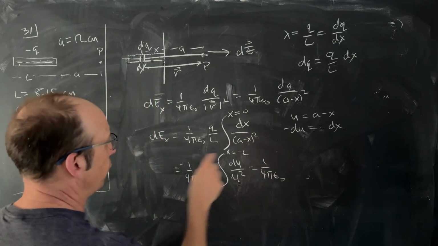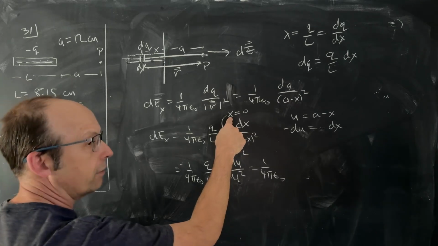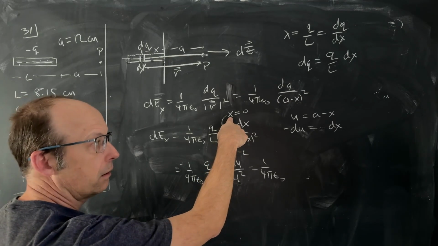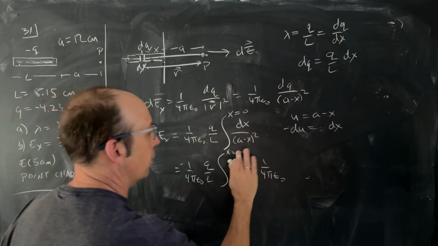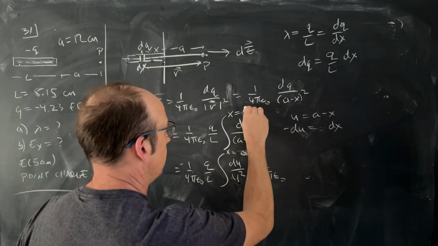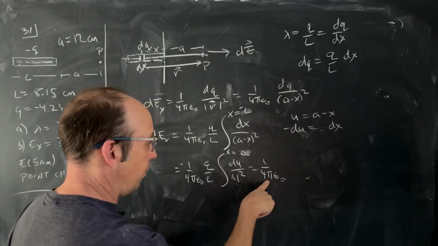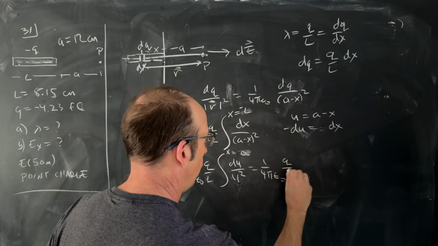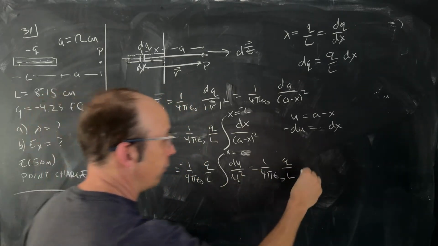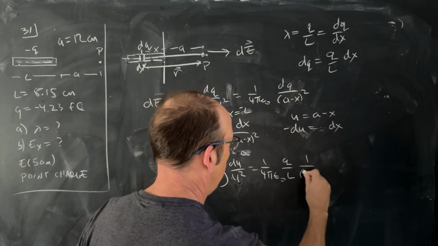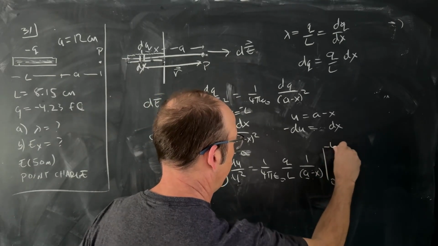I'm not sure if I should go from negative L to 0 or 0 to negative L. Or does it even matter? I think I should go from 0 to L, negative L. Okay, so then I get 1 over 4 pi epsilon naught, Q over L, 1 over U, but I can put back in for U, which is 1 over A minus X from 0 to negative L.